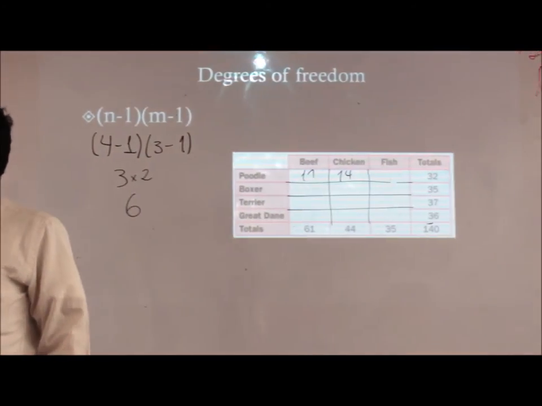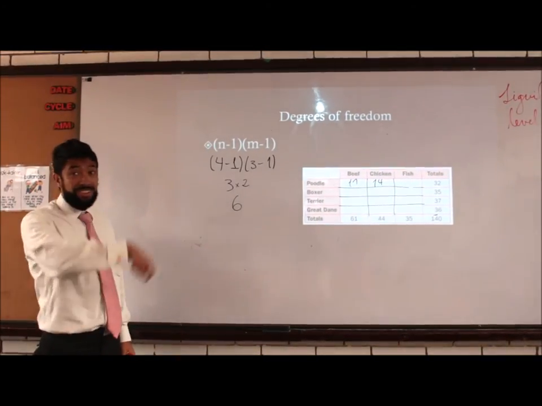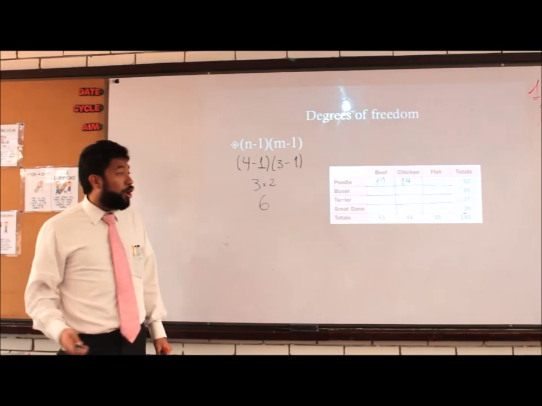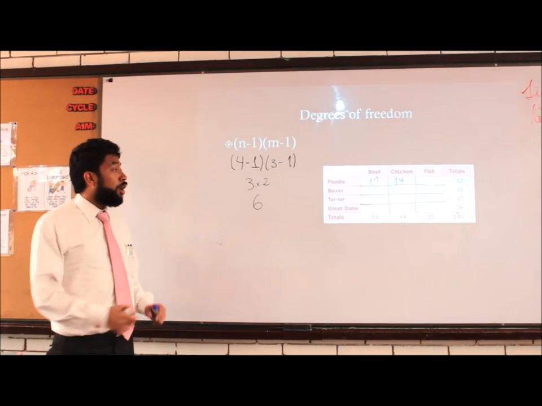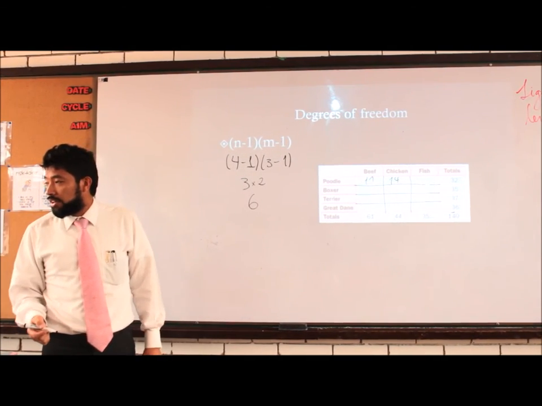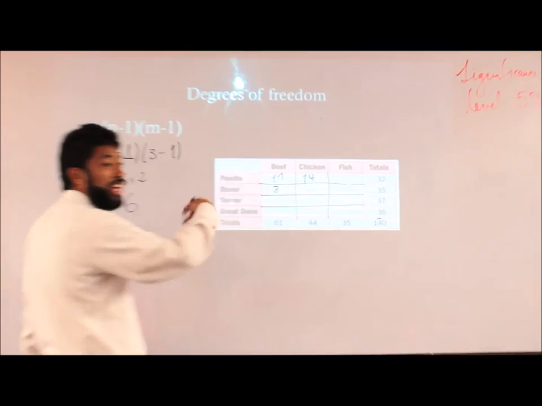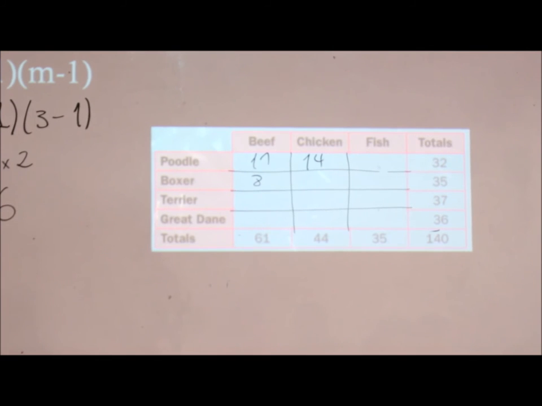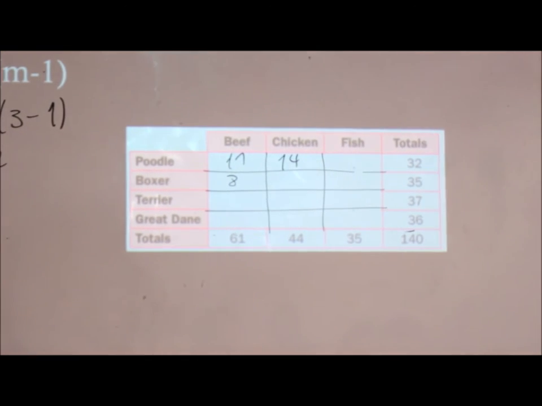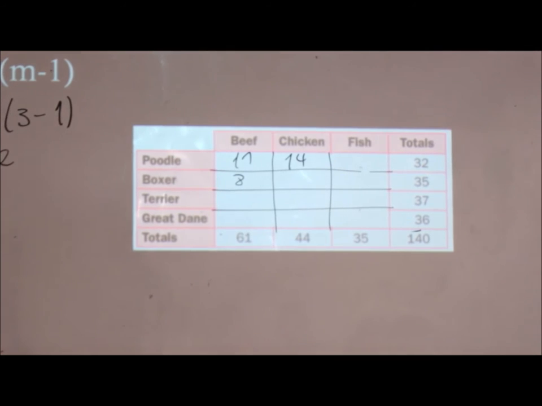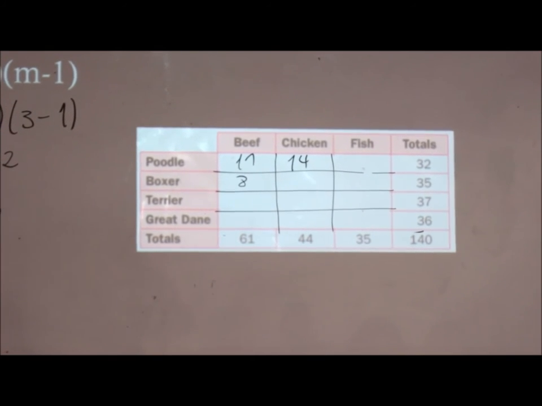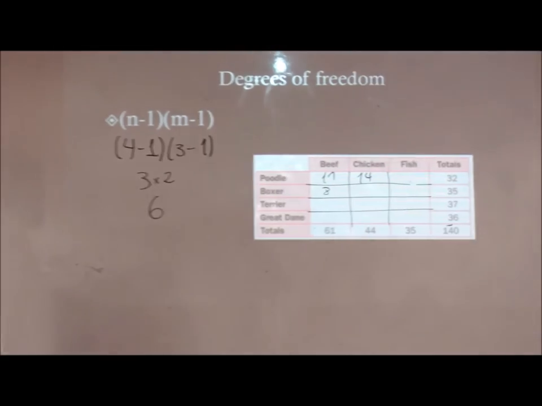Now, give me another free value. Another free value. Eight. Where? In boxers. Boxers who like? Beef. Boxers who like beef. How many? Eight. Here I can put 8 or the number that I want. Another free value. Where? I don't know if you understand, but the free value is not about the number, it's about the cell. Give me another cell in which I can write a free value. But where? Terrier?